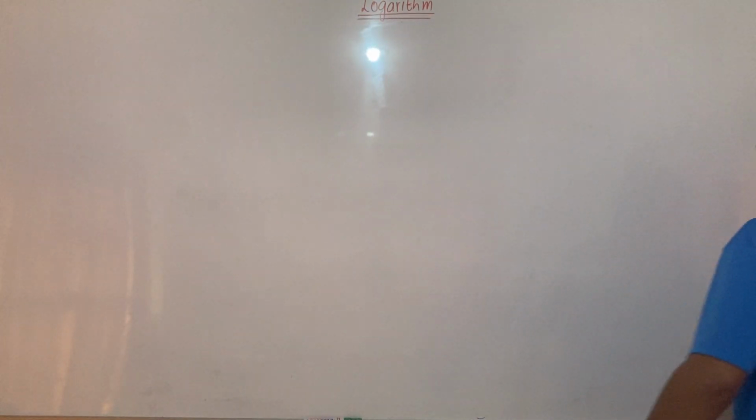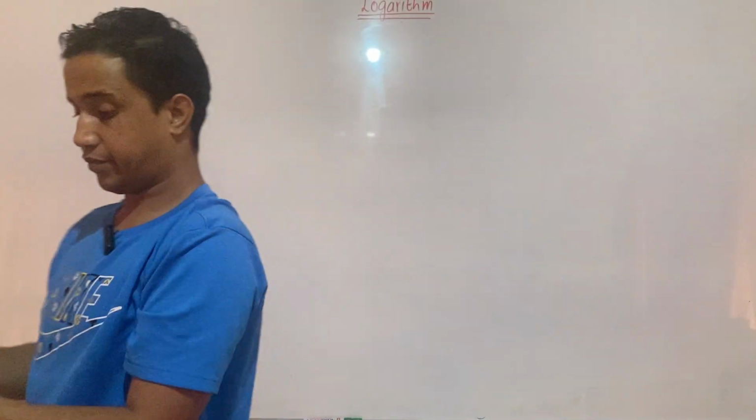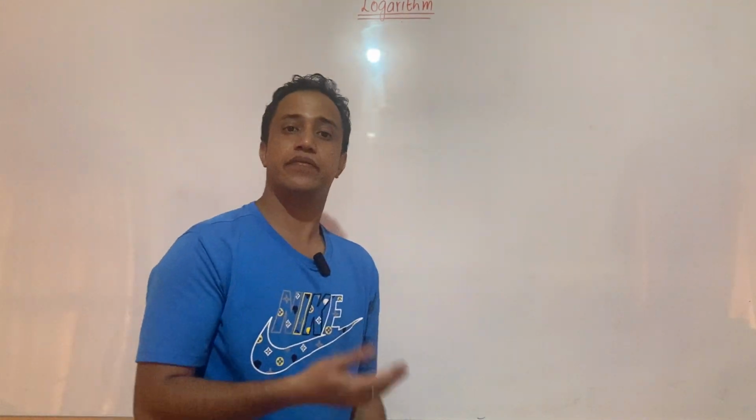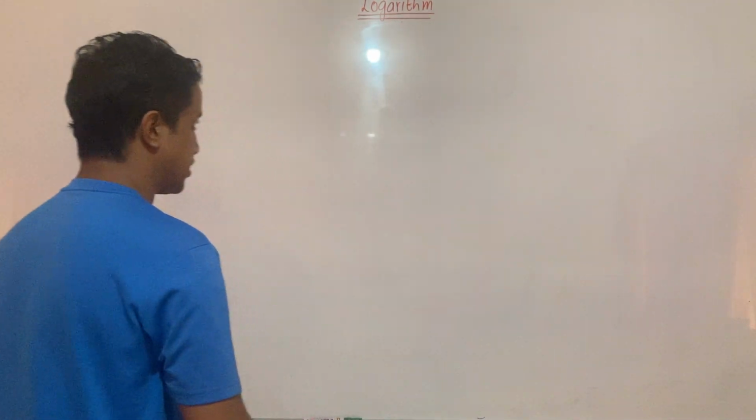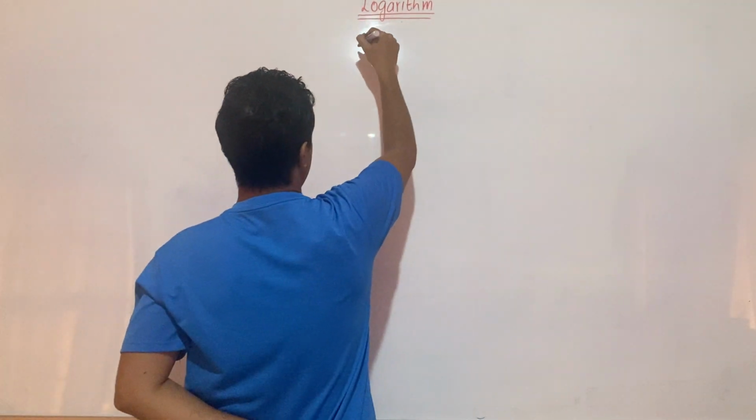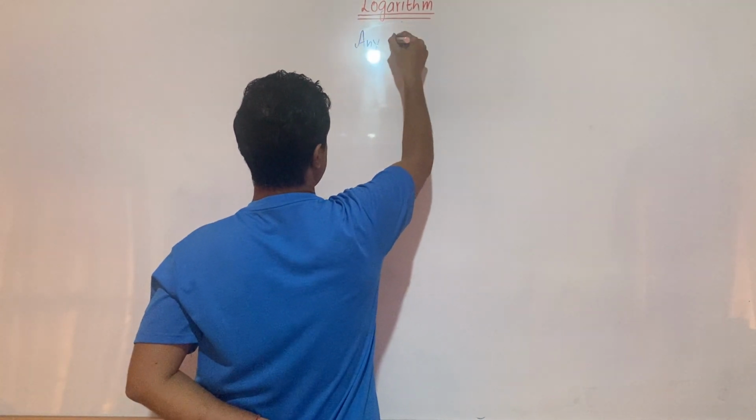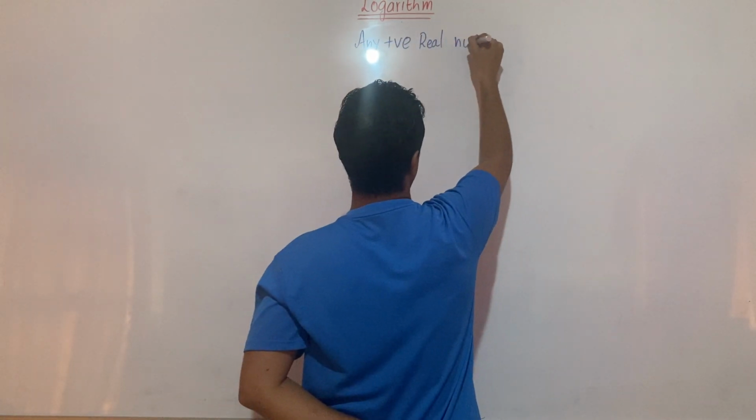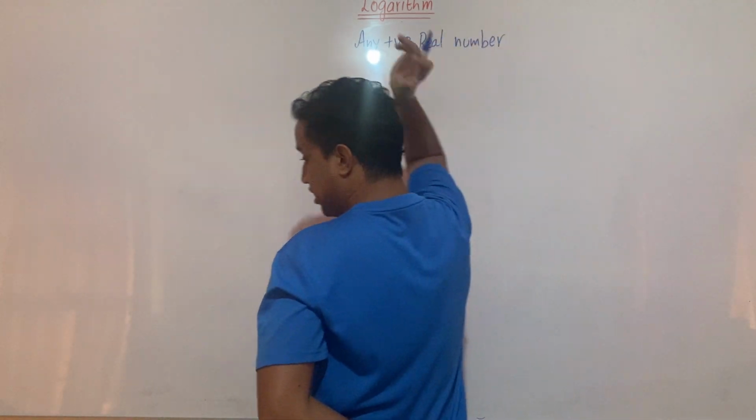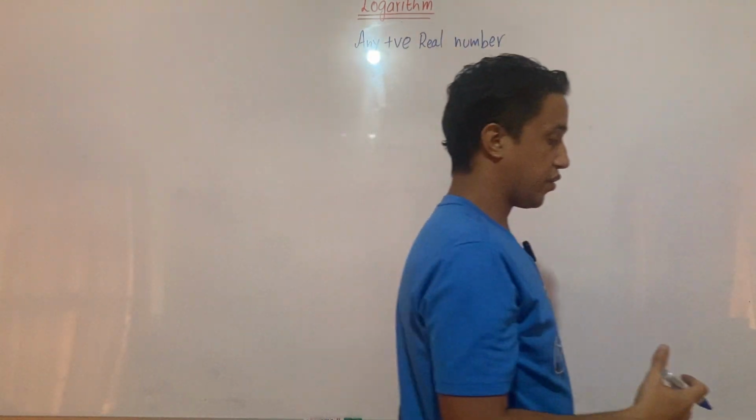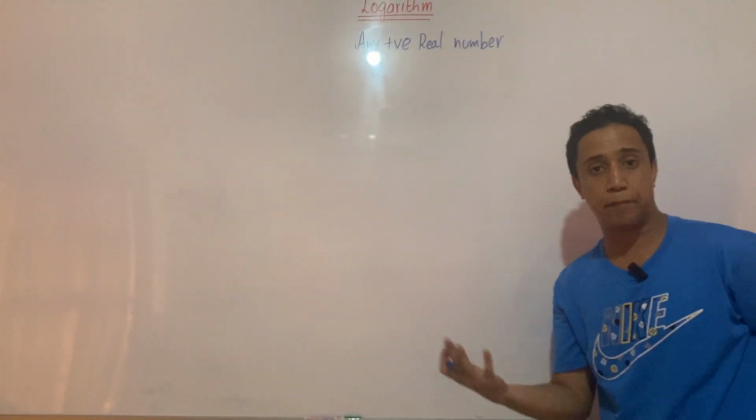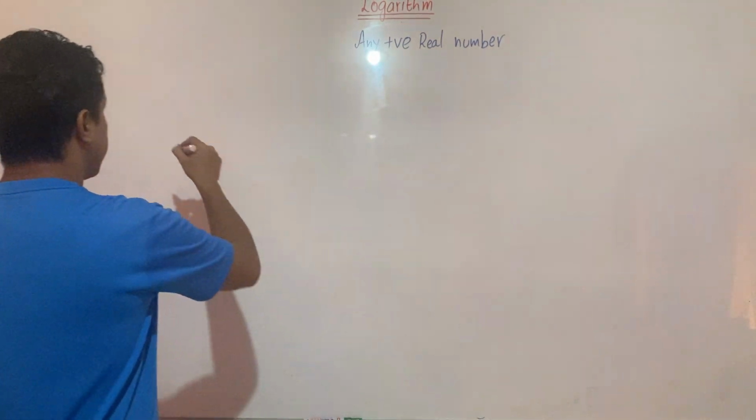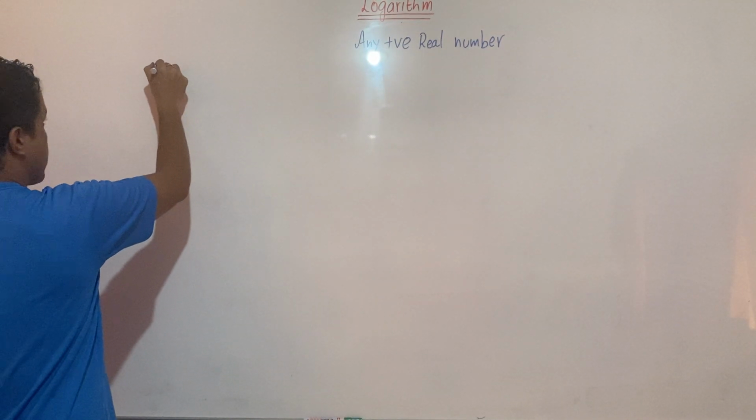Okay, now let's take any positive real number. Any positive real number can be represented in two ways.